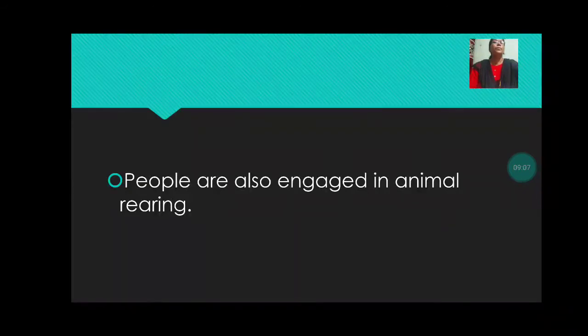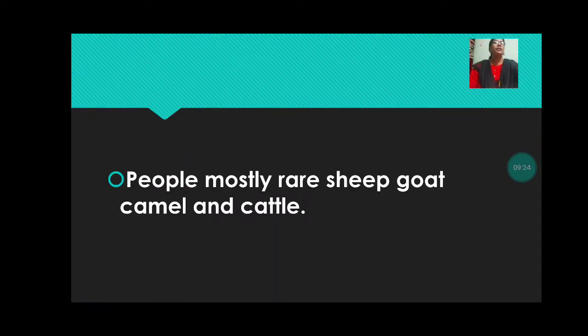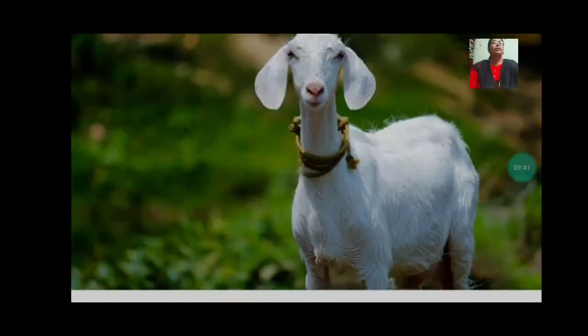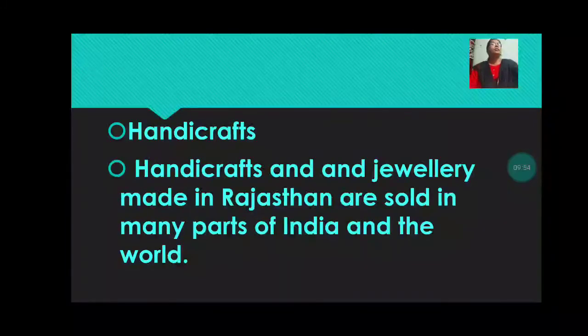Children, people are also engaged in animal rearing. They keep rearing some animals at their home like the sheep, goat, camels. People mostly rear sheep, goat, camel and cattle. So generally which animals do they rear at home? They rear the sheep. As you know, we get wool from sheep. Then goat, they rear the goat. And the picture you are looking at, children: sheep, goat and the camel. So they rear these animals.